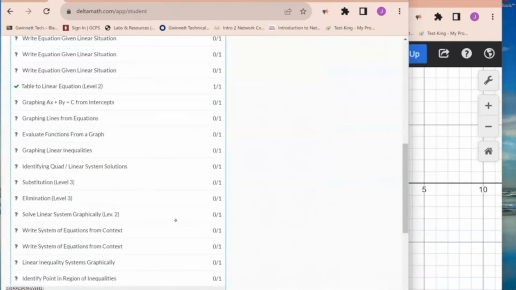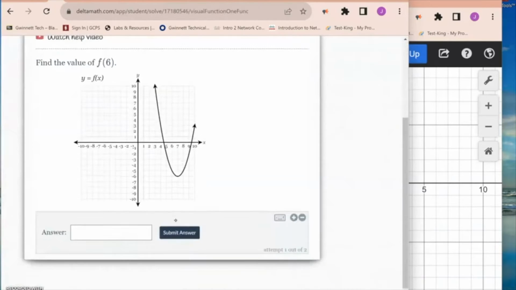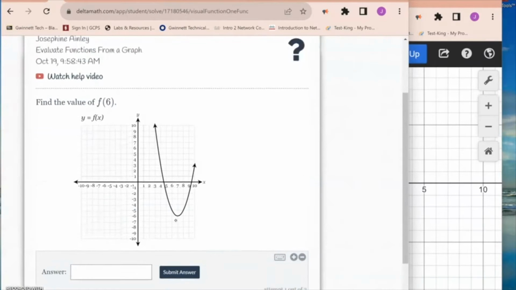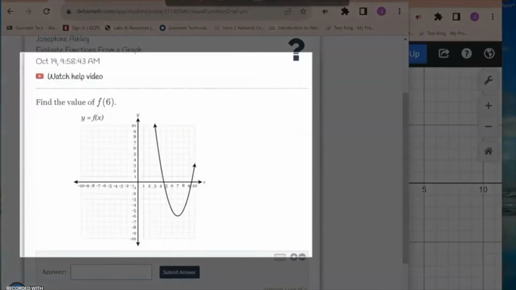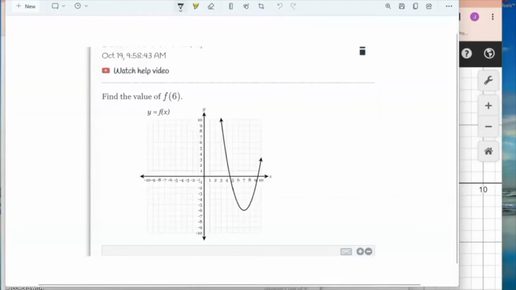Perfect. All right, the next one that I needed to do was evaluate functions from a graph. In order to evaluate a function from a graph, remember you're just putting it in. So this is f of what? F of what letter is this? X, which means this is x, right? So when x is 6, what is y?